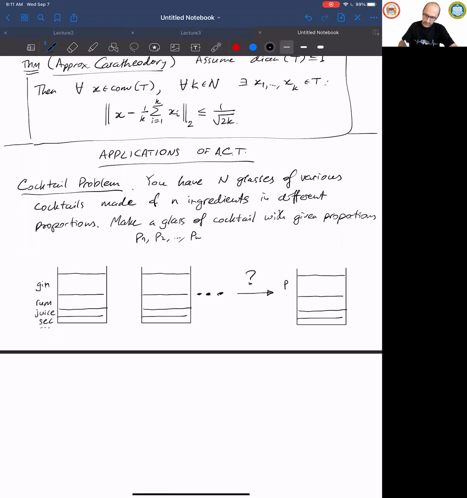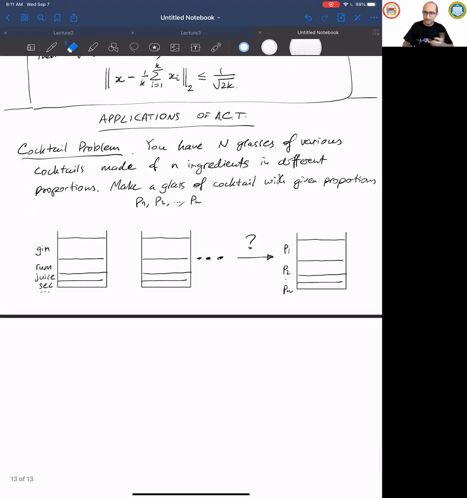There's, say, P1 of gin and P2 of rum and so on and so forth, Pn. So you're given n glasses filled with cocktails and one empty glass, and you would like to mix these glasses in different proportions to make your own. Right? The problem is that there are a lot of restrictions. You would like to have exact proportion of gin and exact proportion of rum and so on and so forth. How do you make it? Is the problem clear?